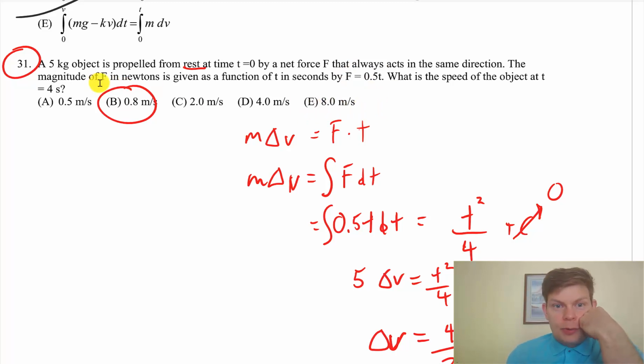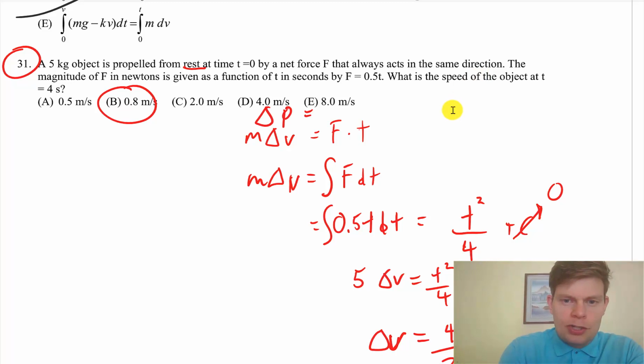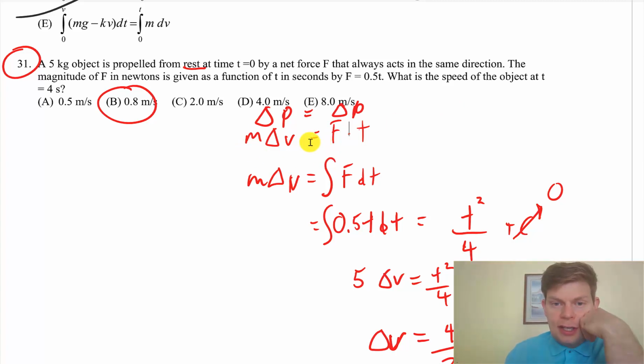Anyway, we want to find the change in velocity, or the speed of the object, but it started at rest, so it'll be the same as the change in velocity. And we've got a bunch of force and time information. So the first formula that made me think of, hopefully you remember this one, is that change in momentum equals change in momentum. One formula for change in momentum, or impulse, is mass times change in velocity, and the other is F net times time. Both impulse, both change in momentum. However, we've got this changing force with respect to time.